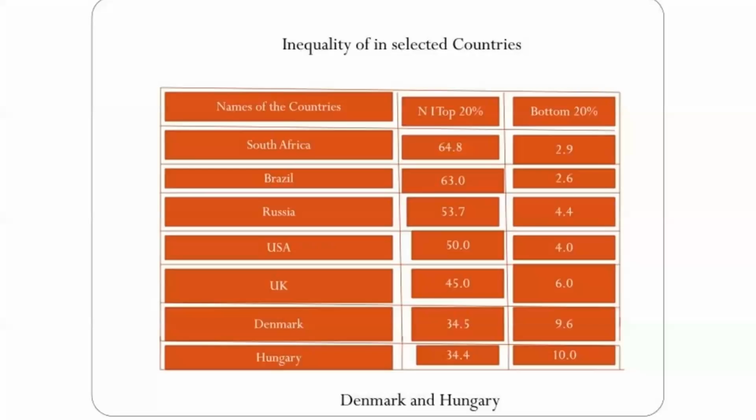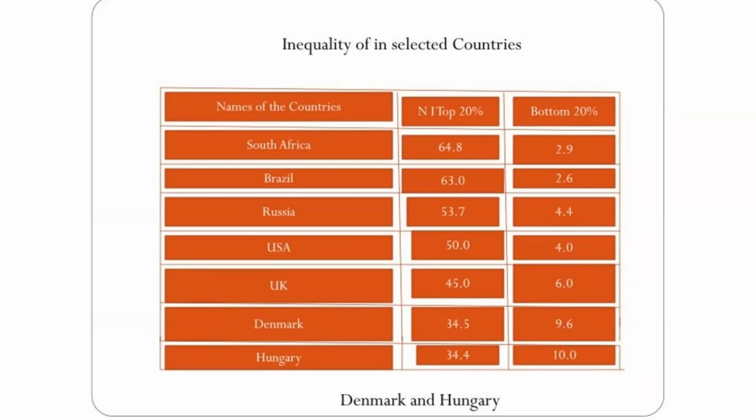So in Denmark the condition is very good according to inequality. There is less inequality in society. So maximum wealth is not in the hands of only rich people. ज्यादा अमीरों के हाथ में नहीं है, वहां पे थोड़ा सा इक्वल किया गया. And Hungary is also a similar example.